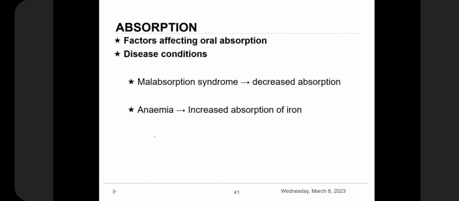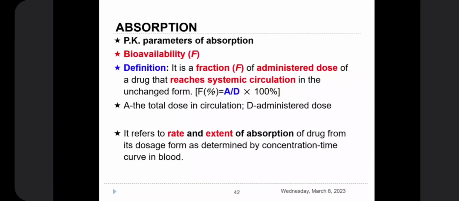Some other factors affecting oral absorption include the disease condition. Like some malabsorption syndrome or decreased absorption. That's no need to say more. And anemia will increase the absorption of iron. Okay, this is the disease.